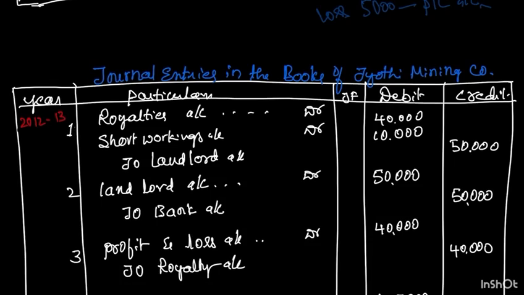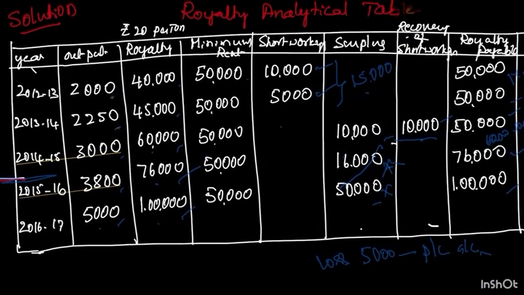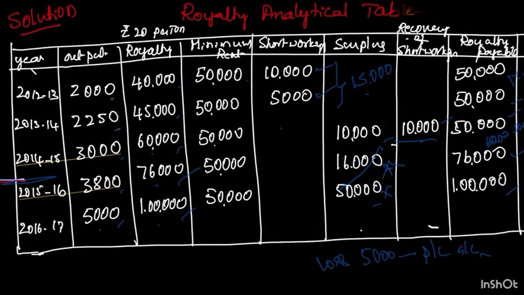For each year we are going to get 3 entries because we are doing these journal entries without minimum rent. We have 2 types of journal entries: one is with minimum rent account, another one is without minimum rent account. So in the first problem, we are doing it without minimum rent account. That means we are not opening a minimum rent account in the journal entries. Okay. First year we have a short working.